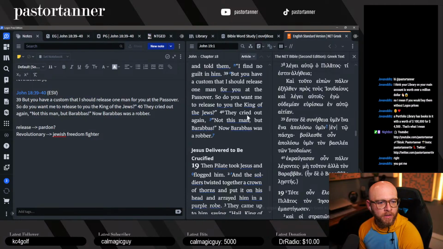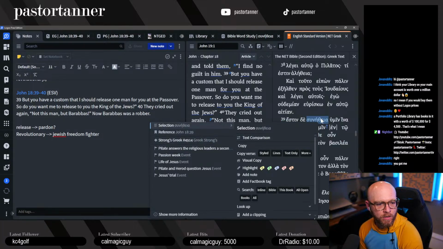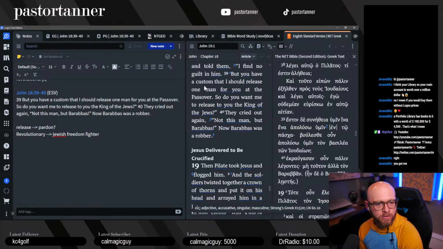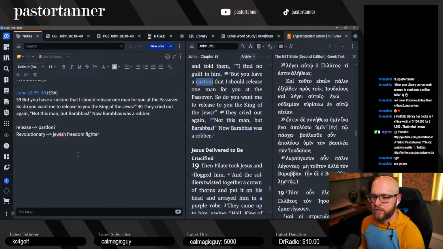Anyway, I know it's this word. Boop. And we will grab this word. Do custom here. This is what we're looking for right here. So I will just copy referenced text. And so this is a word we want to look at. We'll just note that for ourselves. And for now, we'll just call it custom. And then let's keep going in our word by word.